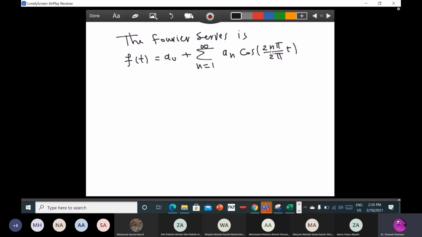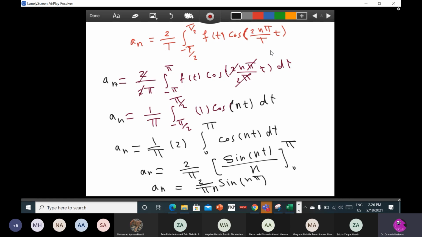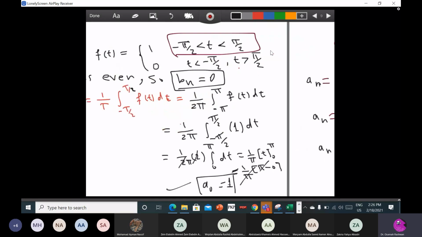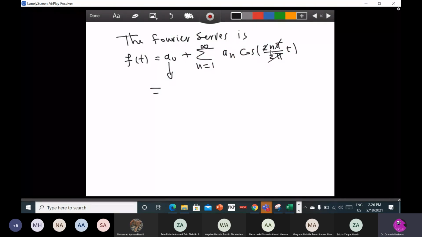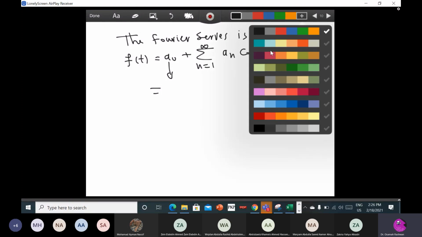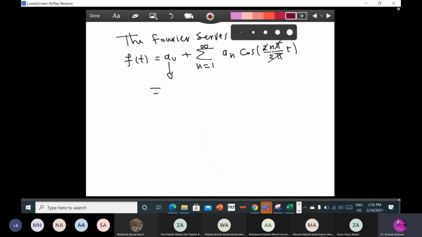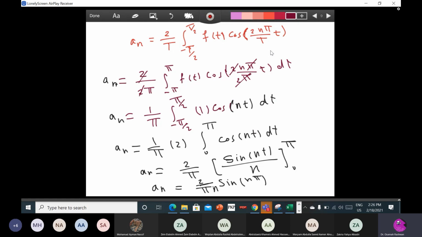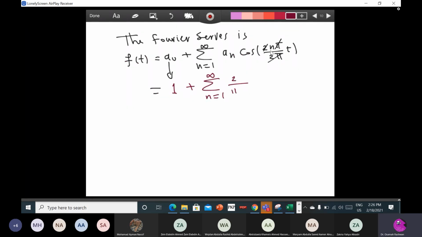Right? I cancel out this 2. So a naught, I just remind you again, is 1. One plus the sum from n equal to 1 to infinity. What is our an? 2 over pi n sine n pi.